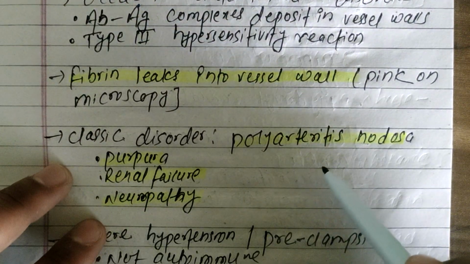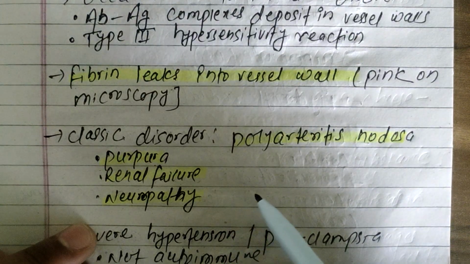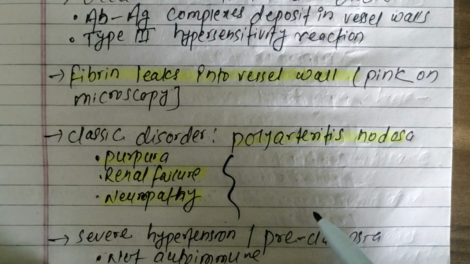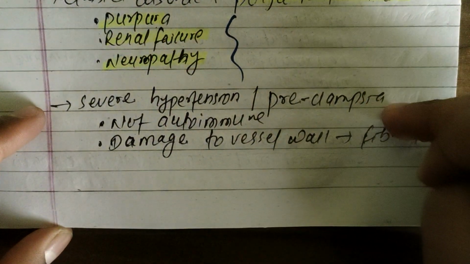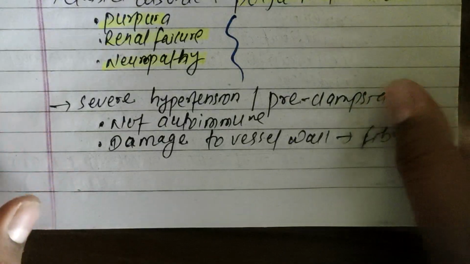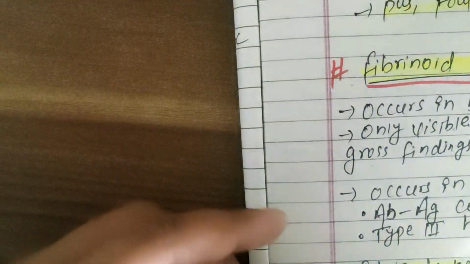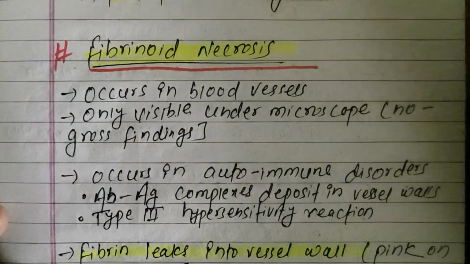The classic disorder is polyarteritis nodosa, with purpura, renal failure, and neuropathy. This is the classic disorder in fibrinoid necrosis. Severe hypertension and preeclampsia are not autoimmune. They damage the vessel wall or cause fibrin leak. So this is all about necrosis and all types of necrosis.